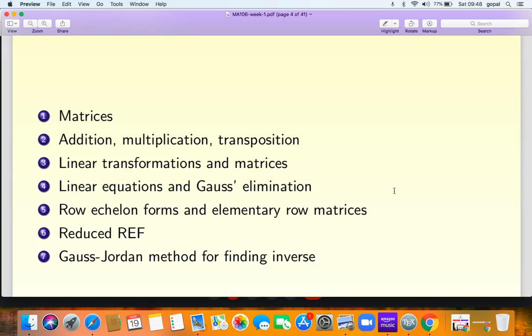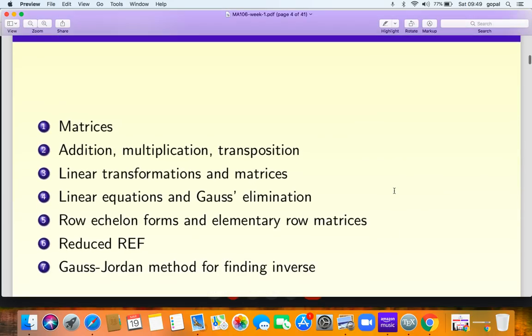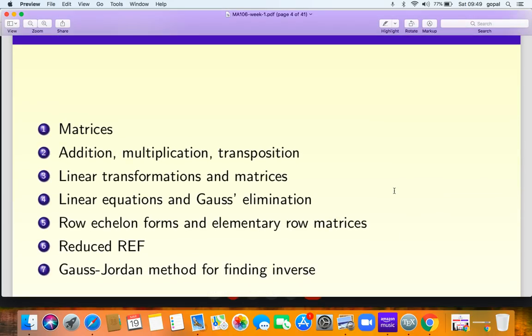Now, when you have a large system, say 10 equations in 16 unknowns, doing it by hand in an ad hoc fashion is not the most intelligent way to do it. You must have a more streamlined and algorithmic way to go about the job. This is achieved by the Gauss elimination method. Then we'll talk about row echelon forms, elementary row matrices, row reduced echelon form, and the Gauss-Jordan method for finding inverses. This is the summary of the material that will be covered in the first week.